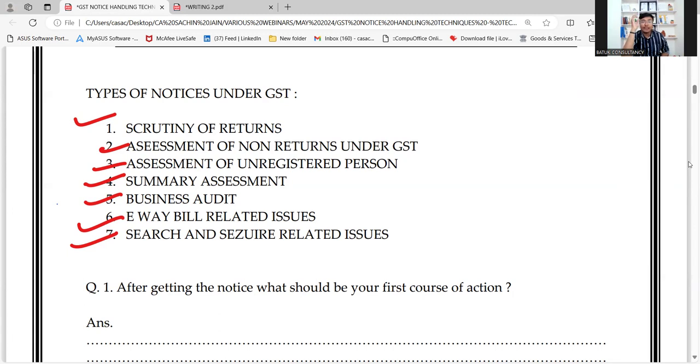Your search and seizure related issues: whenever the departmental authority comes with a search for your whole business premises, for your complete business process, in that case we just need to check the search warrant, and how we'll prepare the reply we'll discuss as well. Okay, DRC 01 or 01A is just an intimation form. Whenever the departmental authority first issues you the show cause notice, they will provide you one intimation in form DRC 01 or 01A, and you need to provide the reply in DRC 01B. We have the option to prepare the reply in DRC 01B.